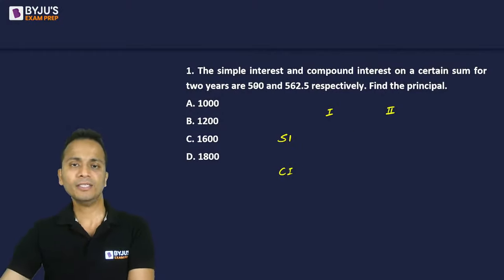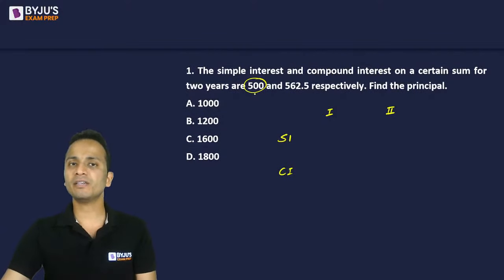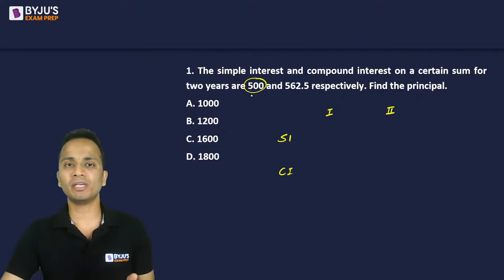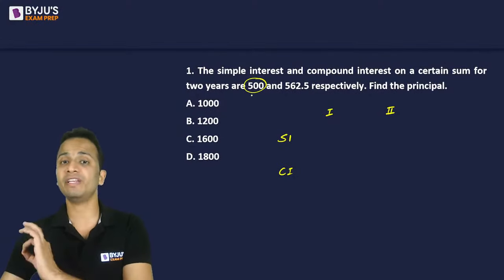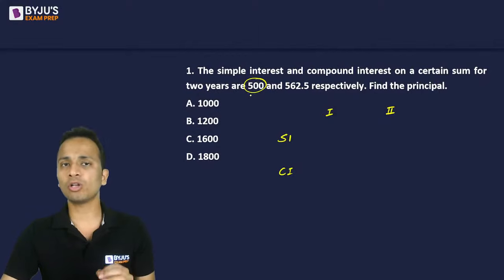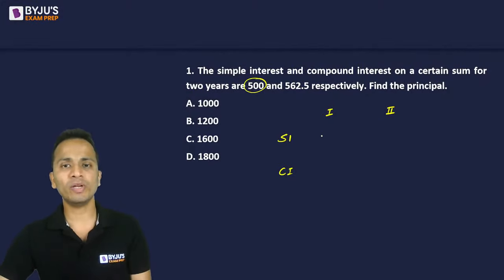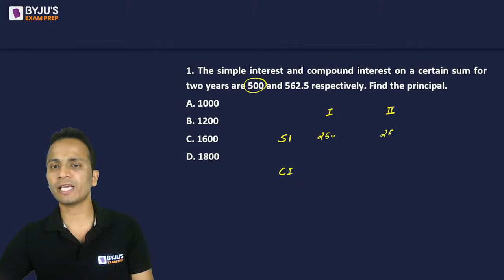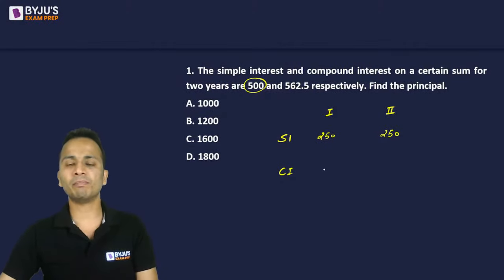All right. Now, the concept of simple interest says that for every year we will get the same simple interest. So simple interest remains same for every year. So since we have got a total of 500 rupees in 2 years, this 500 rupees will be equally divided. Fine. So simple interest for the first year will be 250 and simple interest for the second year will also be 250. Right?